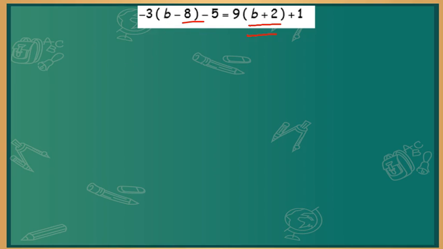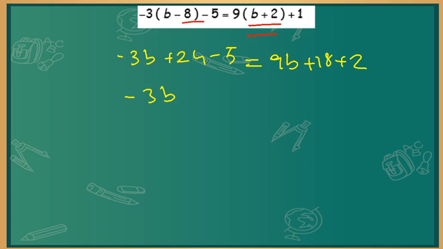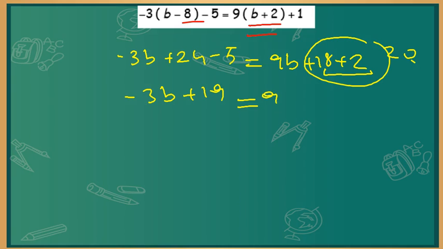So basically it is negative 3b plus 24 minus 5 on this side, equals 9 times b is 9b, and then 9 times 2 is 18 plus 2. So let's simplify both of the sides. Negative 3b, and now we got 24 minus 5, which is 19. So negative 3b plus 19 on this side is equal to, so we got 18 and 2. When I combine them together, I'm going to get 20. So basically 9b plus 20.